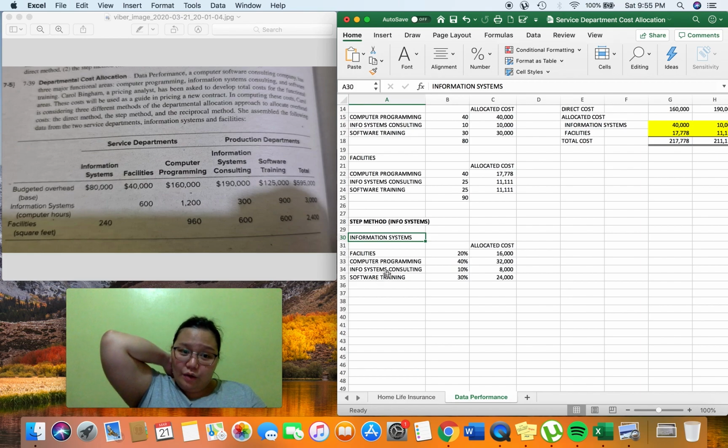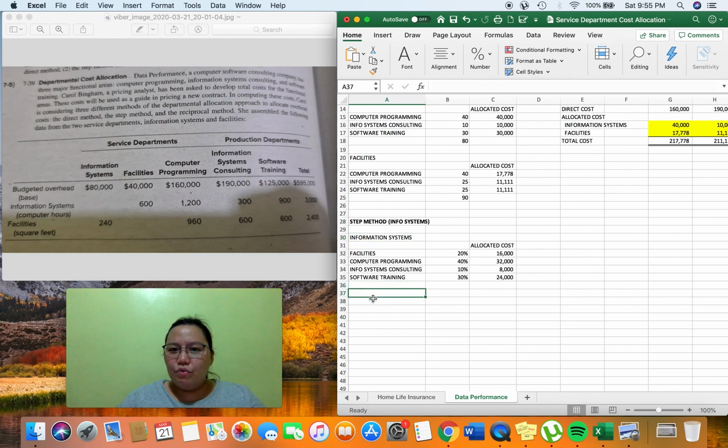Okay? Now, after we have allocated the cost of the information systems department, the next thing we're going to do is to allocate the cost of the facilities department to the production department. Okay, sorry na. Medyo magulo na. Ulit. The next step is to allocate the cost of the facilities department to the 3 production departments. So sige. So facilities natin, diba?